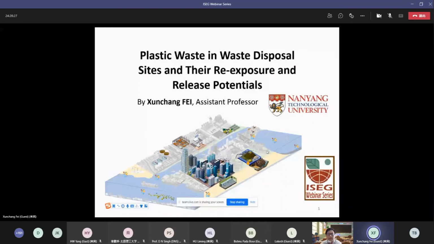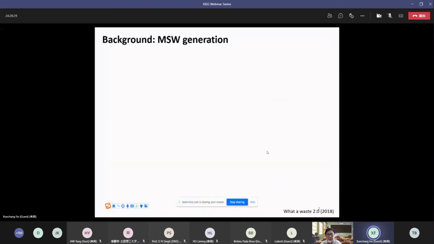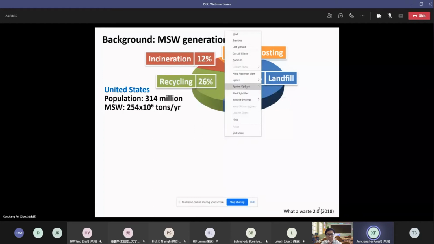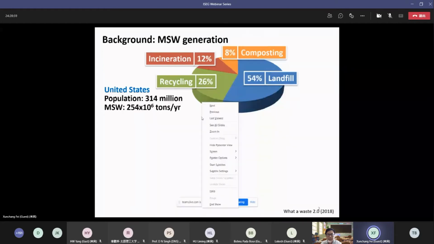So all right, first let me talk about two things I want to cover as background information. The first is obviously the MSW generation, meaning municipal solid waste generation. I believe many people know what it is, and as geoenvironmental researchers, we are very familiar with the MSW. But nevertheless, let me still talk about it for a while. MSW generation is a worldwide problem, as we already know.